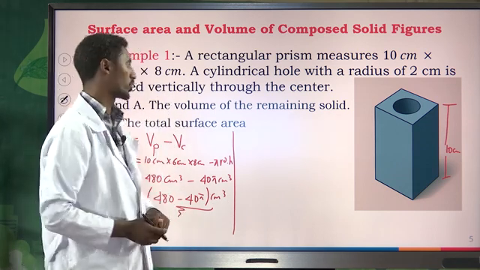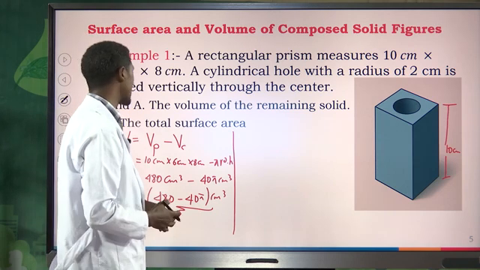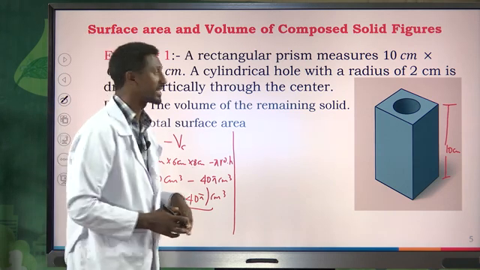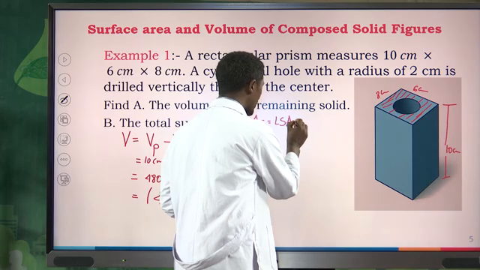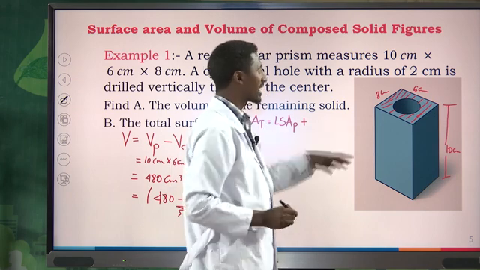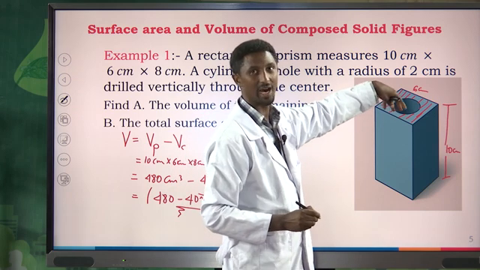And now, how can we find the total surface area? The total surface area of this composite solid figure equals the lateral surface area of the prism, which is the surface area of the outer region, that is the lateral surface area of the prism, then plus there is also the region which is drilled out.